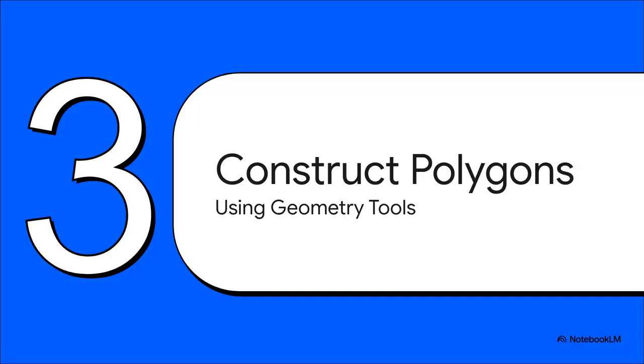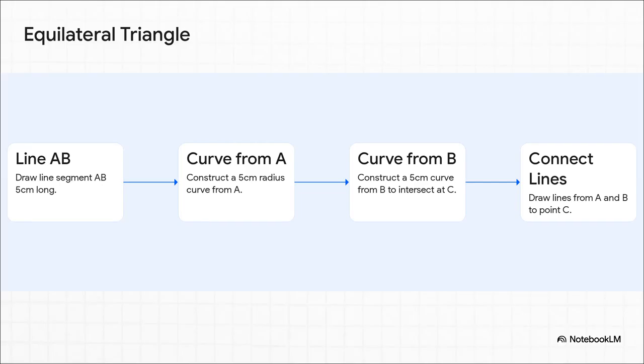Section 3. Constructing regular polygons. Time to break out the geometry tools. Let's actually construct an equilateral triangle with 5 centimeter sides. First, draw a flat baseline segment. Let's call it AB, exactly 5 centimeters long.